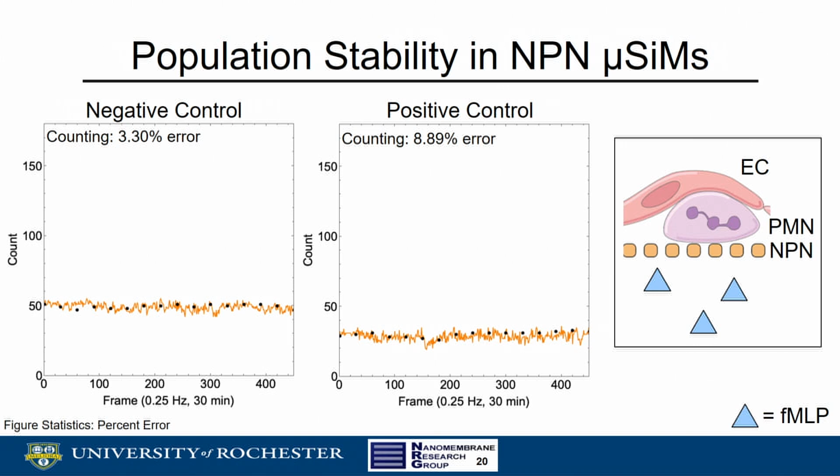Z direction? Well, think about the way our devices are designed. We have this nanoporous substrate that only has 50 nanometer pores. So even if a neutrophil wants to chase the FMLP that it's sensing in the bottom channel, neutrophils can't crawl through 50 nanometer pores. So that's how we achieve population stability, and there's no loss when observed via imaging.